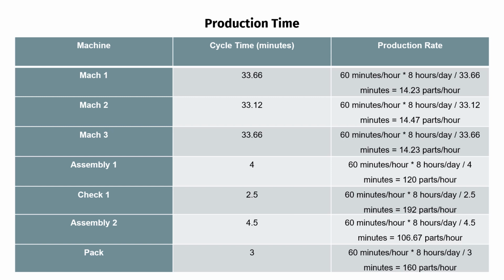Next is production rate. Machine 1 produces 14.23 parts per hour, machine 2 produces 14.47 parts per hour, machine 3 produces 14.23 parts per hour, assembly 1 produces 120 parts per hour, check 1 produces 192 parts per hour, assembly 2 produces 106.67 parts per hour, and pack produces 160 parts per hour.